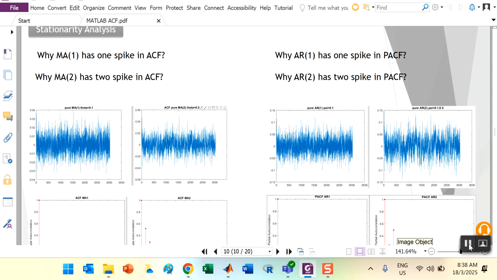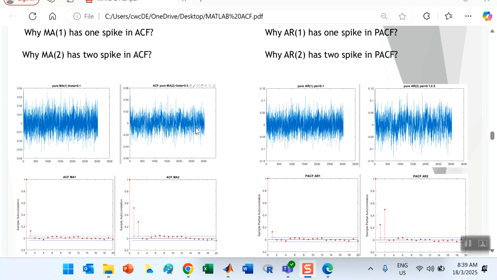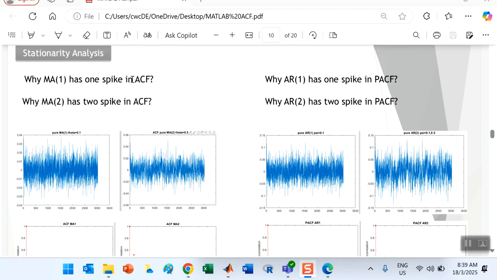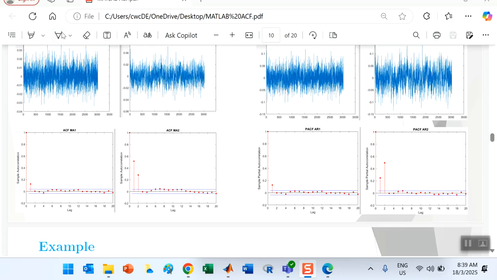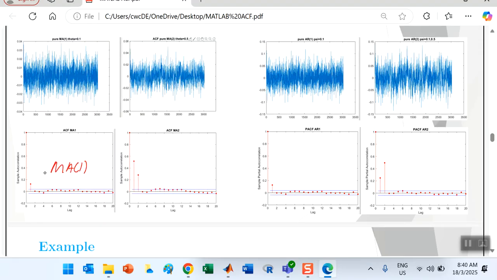AR and MA models. So if you check back to this diagram here, the question is why, if you check the ACF for the MA model especially, there's only one spike for MA1. This is basically the MA1 model. We have two spikes, so this is MA2. So for the ACF basically. For the AR model, we're talking about PACF. So this is AR1. This is the AR2 model.